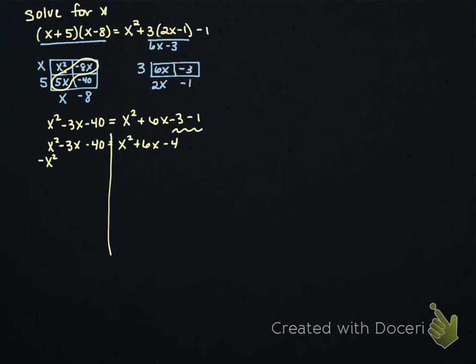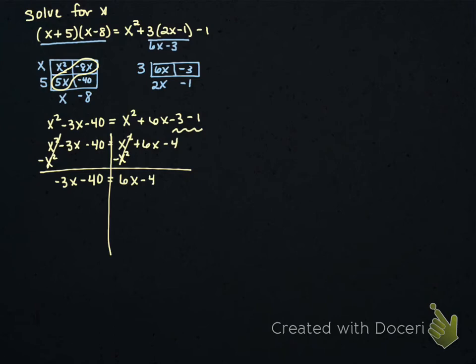Whatever I do on the left side, I also need to do on the right side of the equation. This so happens to cancel out both of my x squared terms. So both of the x squared terms on the left side and right side will cancel out. This will leave me with negative 3x minus 40 equal to 6x minus 4.